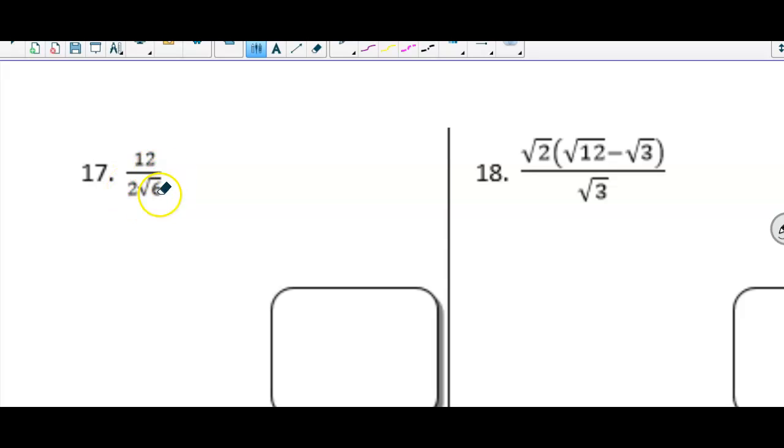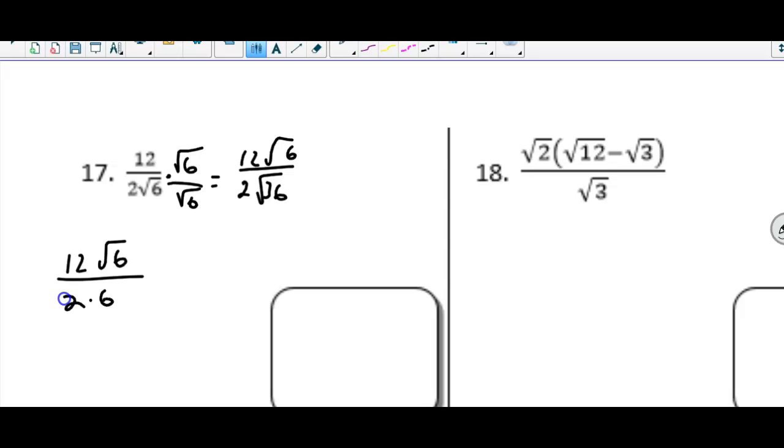Alright. Again, this one, we're going to multiply by square root of 6 over square root of 6. Again, that's 12 square root of 6. And right here, square root of 6 times square root of 6 is square root of 36. So you have 2 square root of 36. So now 12 square root of 6 all over 2 times 6, which is 12 square root of 6 all over 12. Now that cancels out, and I'm left with square root of 6.